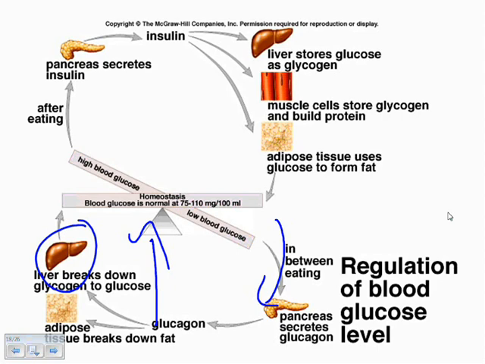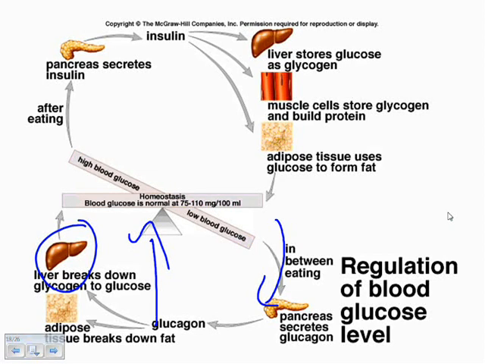It's supposed to be your muscles. Okay? So glycogen gets stored in your liver and your muscles, and it also turns some of that glucose to fat. So it makes fat. Together, these two things maintain our level, our homeostasis.